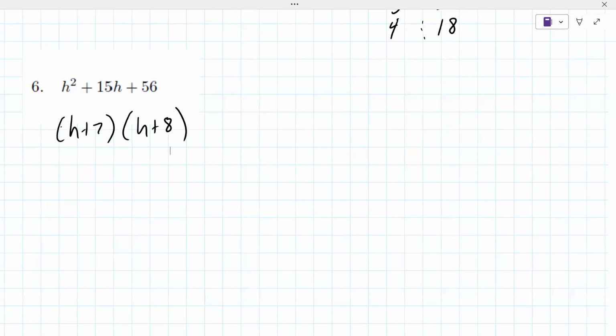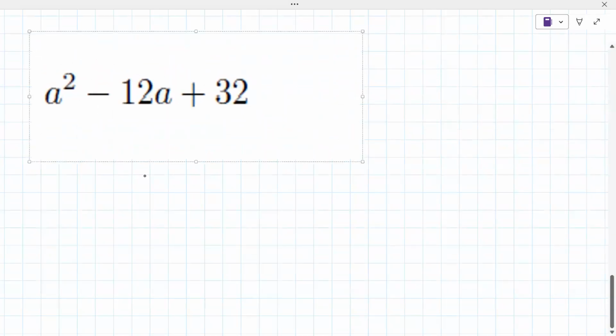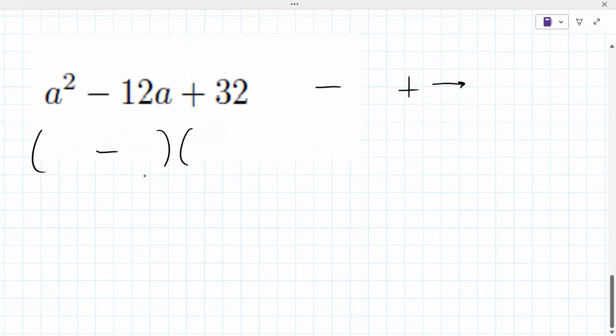All right, so the next case is a lot like this one. The answers are both negative this time. It's minus, plus, and here they're both negative inside the parentheses. So it multiplies to 32, but adds to negative 12. So give that a try. Please let me know what you come up with. Okay.